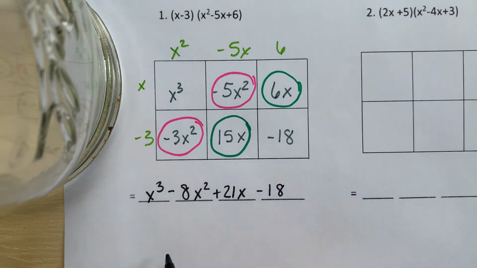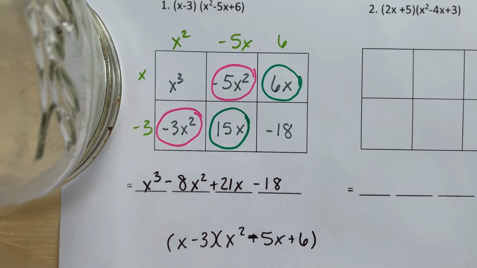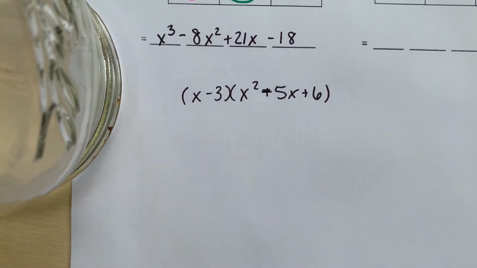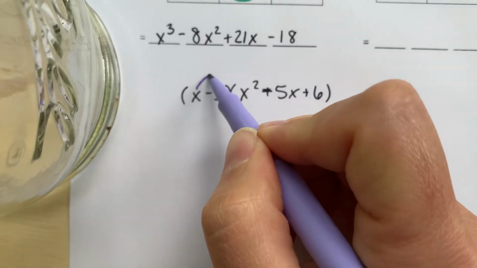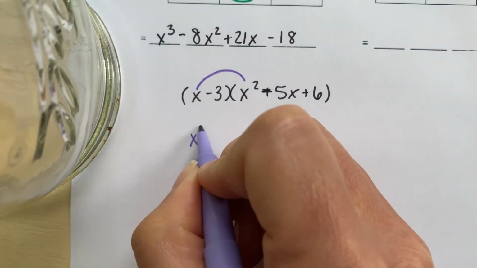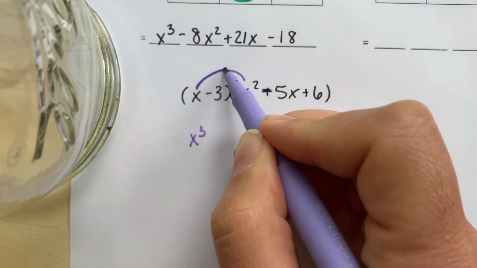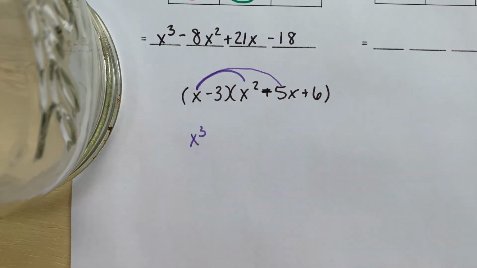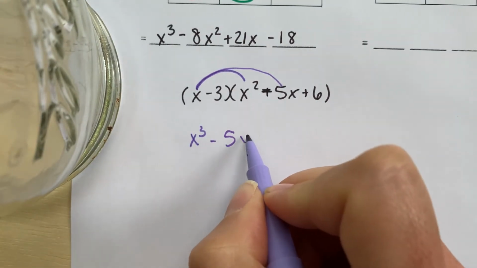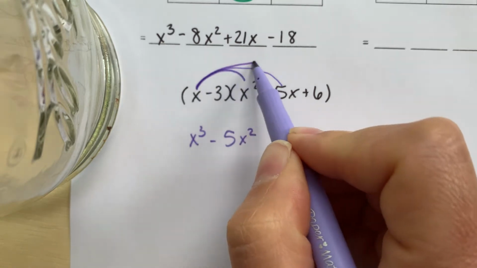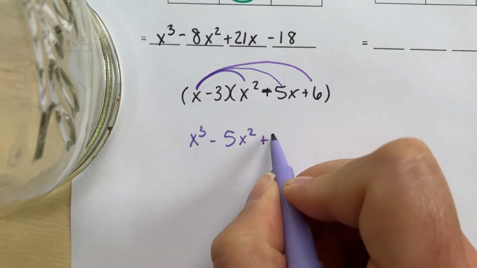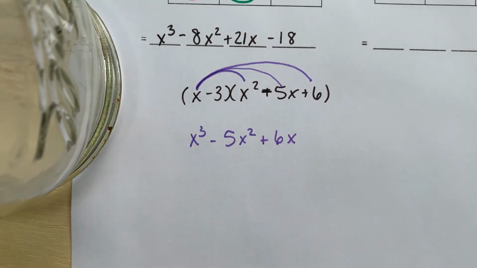Now, if you would prefer to do the FOIL or distribution method, I'm going to show that down below. So we're going to start with our x. x times x squared is x cubed. x times a negative 5x is a negative 5x squared. And x times a positive 6 is a plus 6x.